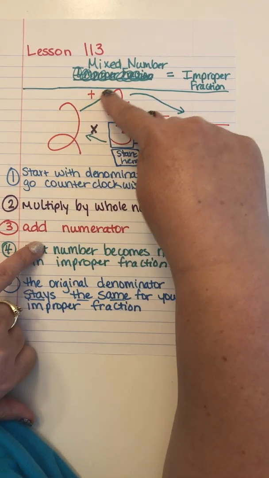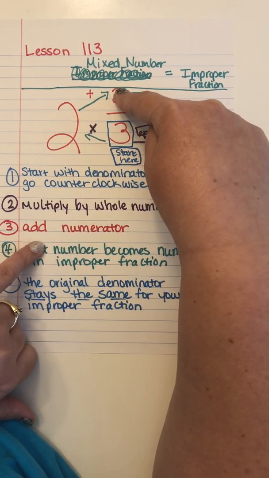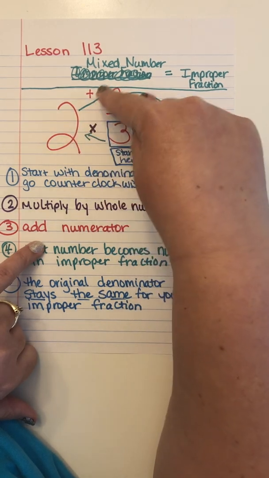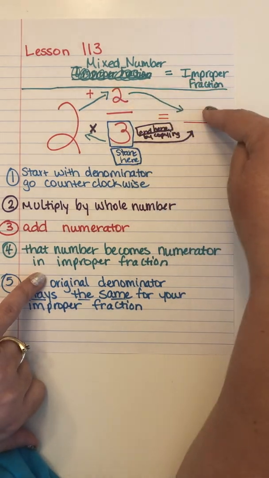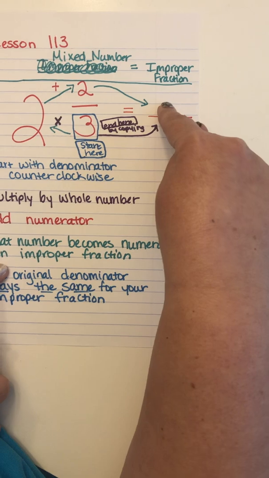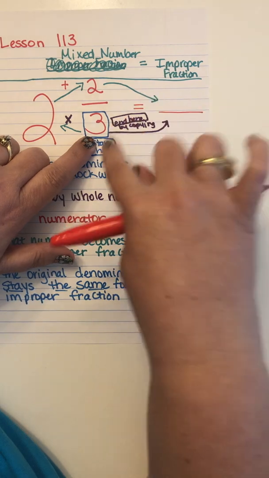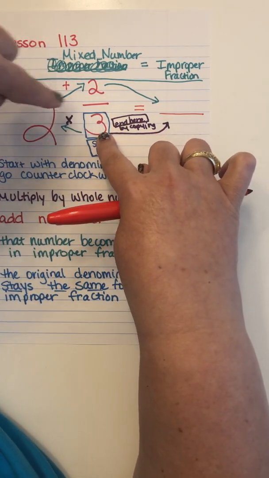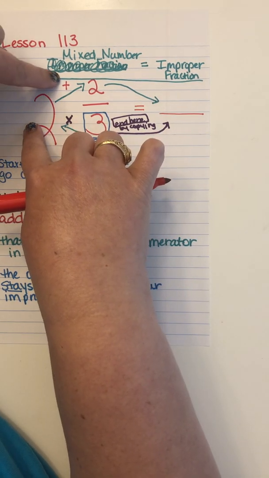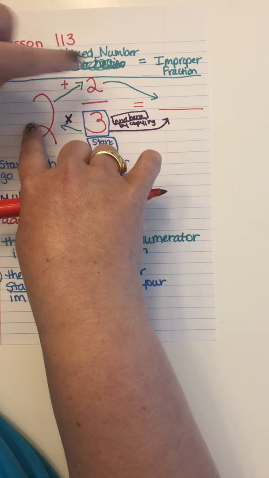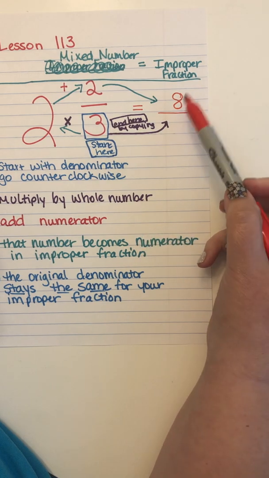Then I'm going to add, still going counterclockwise. I'm going to add my numerator. So I'm at 6. 3 times 2 is 6, plus 2 is 8. That number becomes my numerator over here in my improper fraction. So let me review that again. I started here at my denominator, 3, times 2, which gave me 6, going counterclockwise, going up around, plus 2 gives me my numerator, 8. So that number is my numerator.